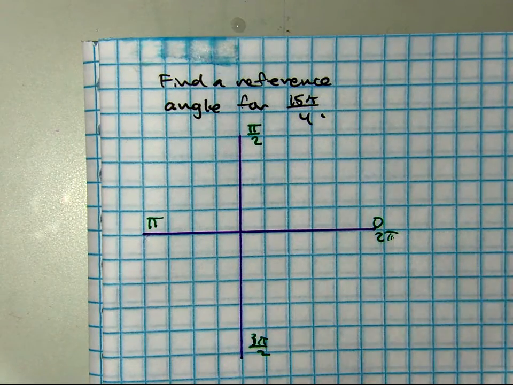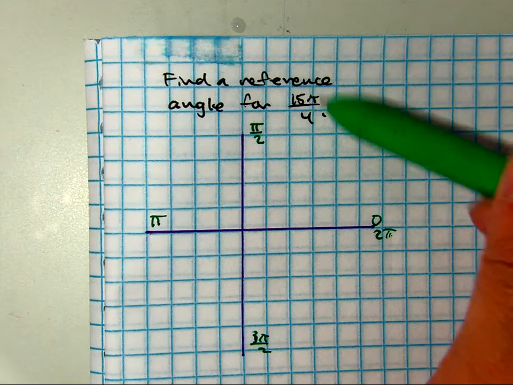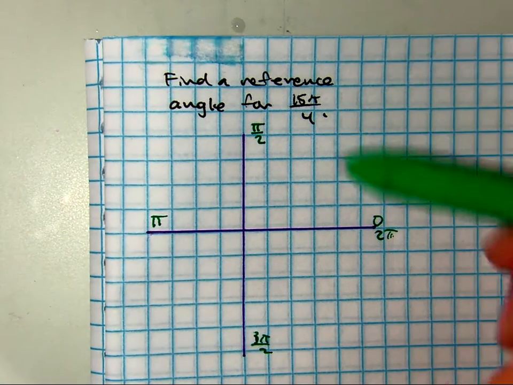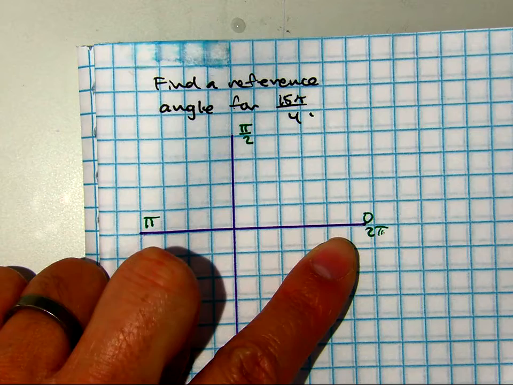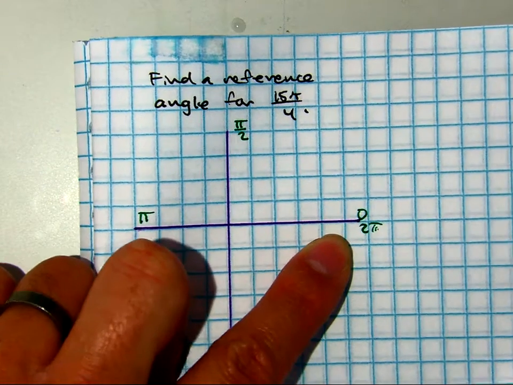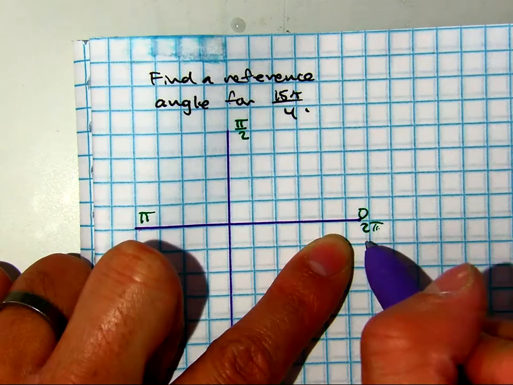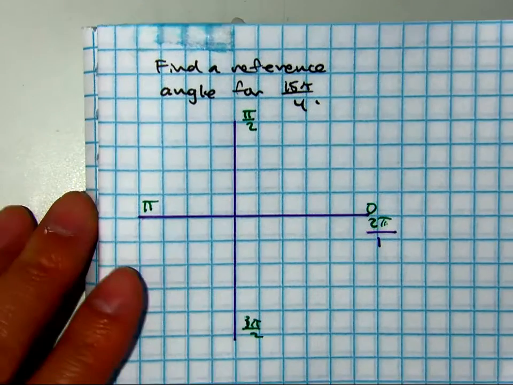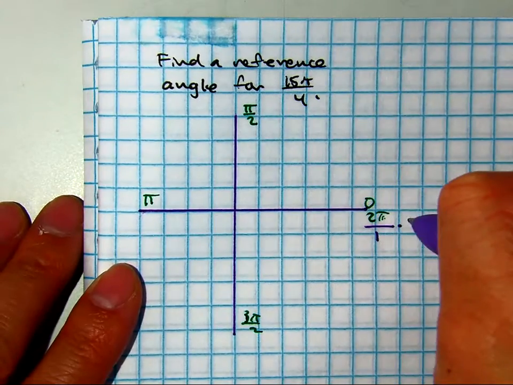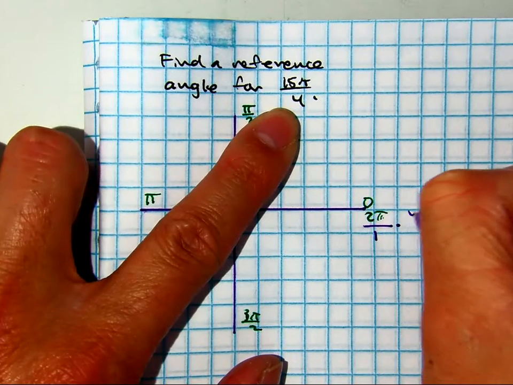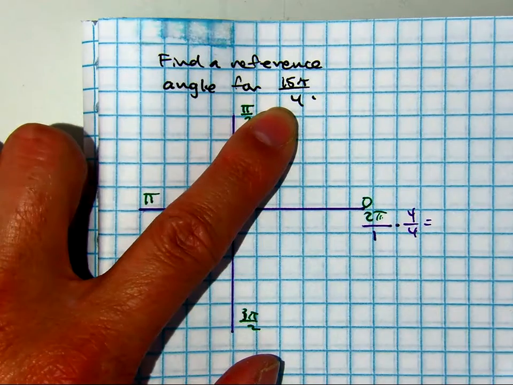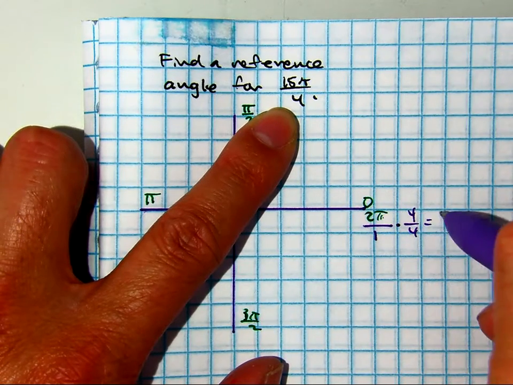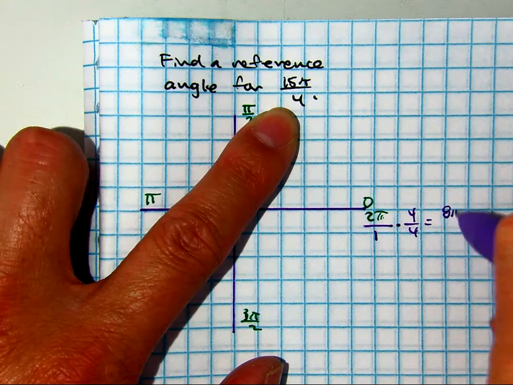Alright, some students don't recognize if 15 pi over 4 is on the first rotation. So what you can do is convert these to common denominators. This one has a common denominator of 4. To make 2 pi a fraction, I can put it over 1. And then I'm going to multiply this number by 4 over 4. This gives me 2 times 4, which gives me 8 pi over 4.